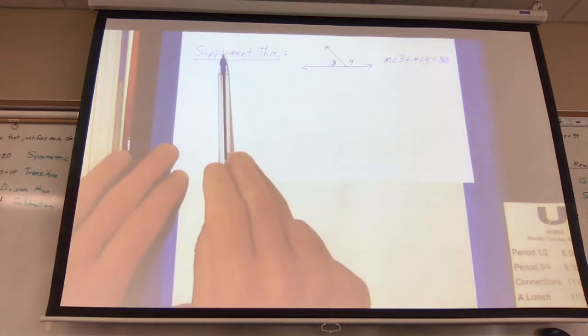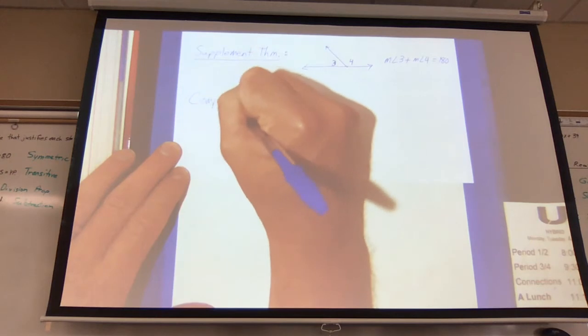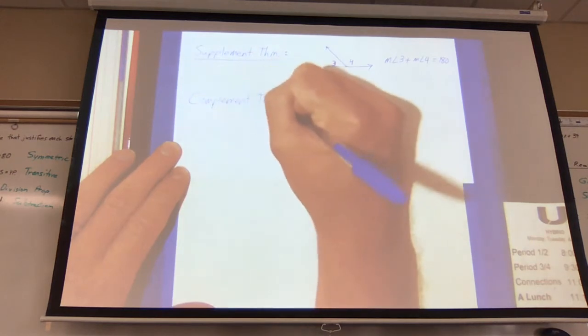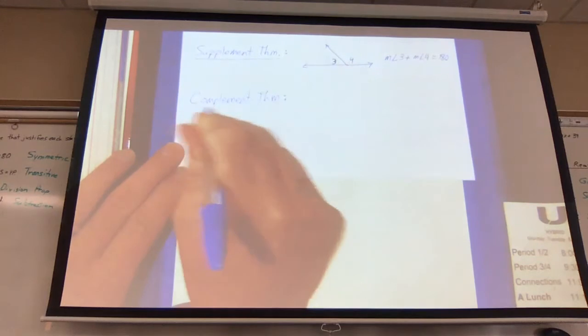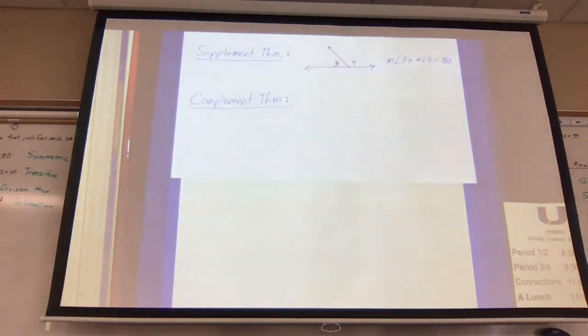Now we said supplementary add up to 180. The next one is the complement theorem. So hopefully we remember our definitions here. If supplementary add up to 180, what did complementary add up to? Complementary add up to 90.